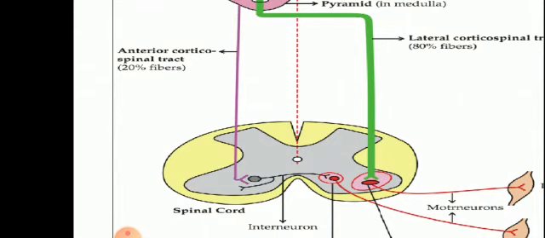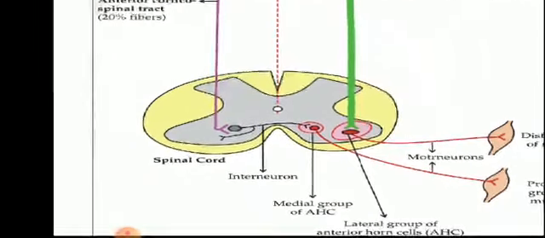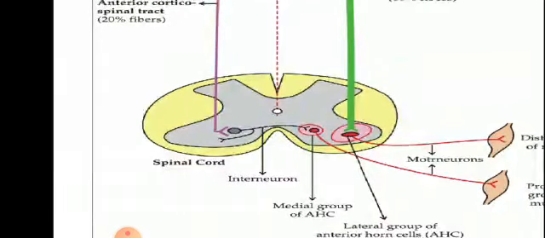So we have finished with the origin, the second heading, the course. Now we come to the termination. What's happening at, you can see different circles there in different colors. You can see different interneurons there. So there we speak about the termination of the corticospinal tract.